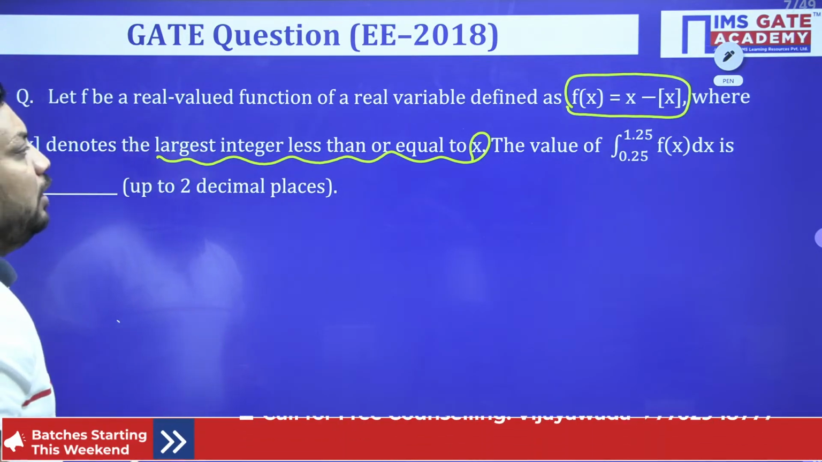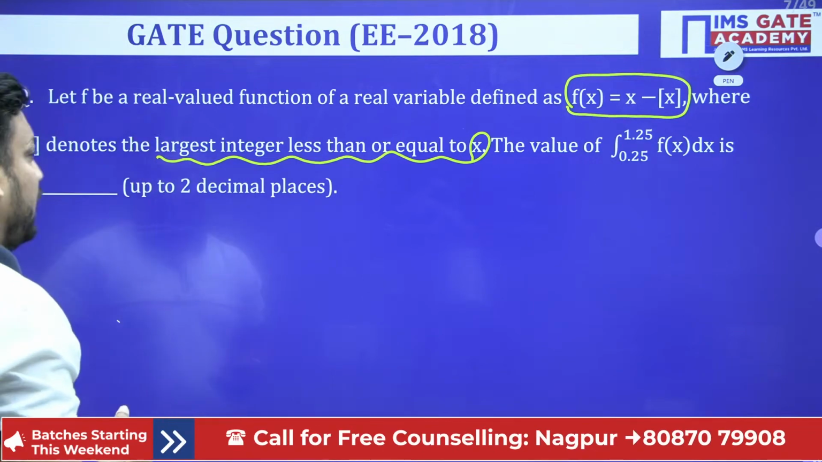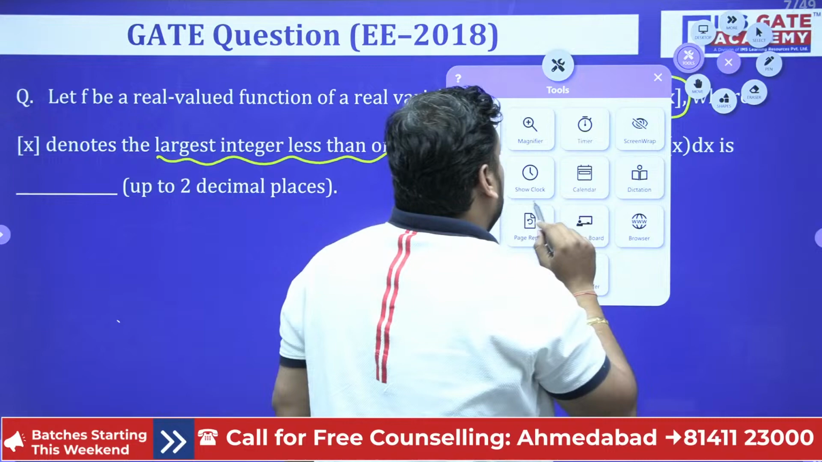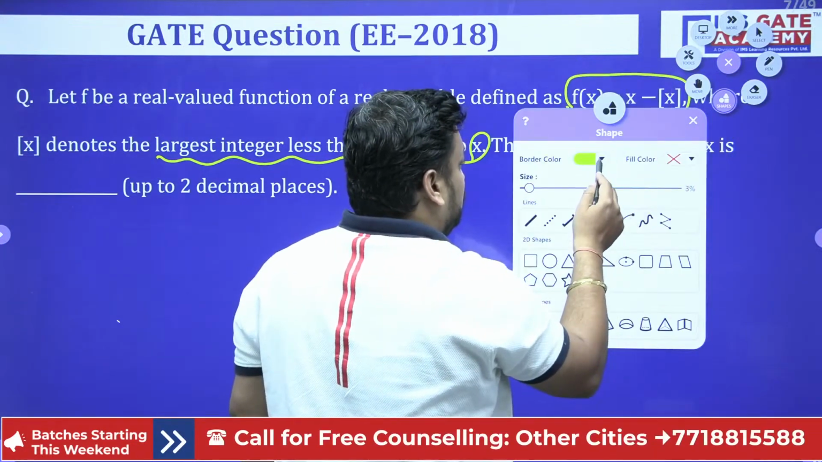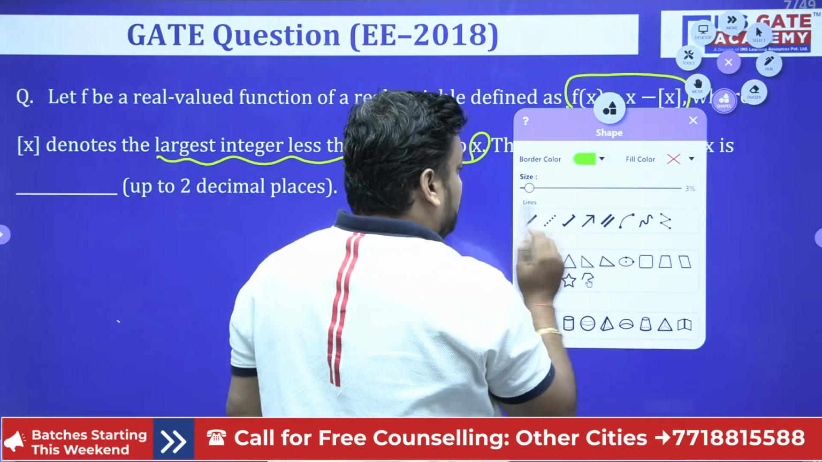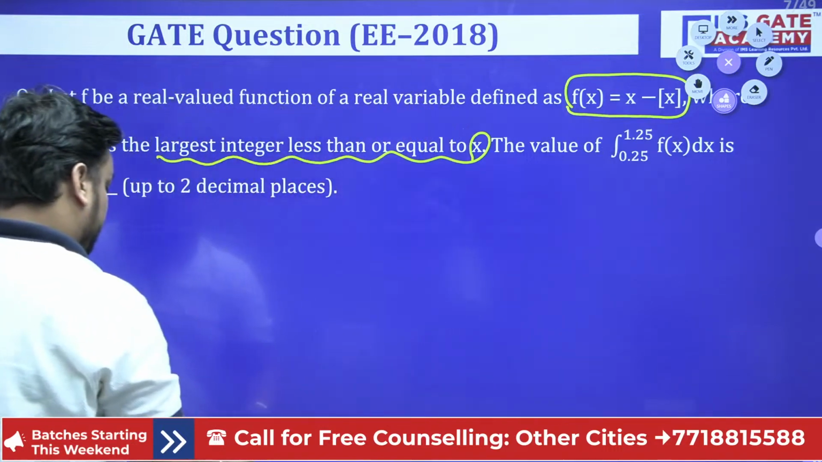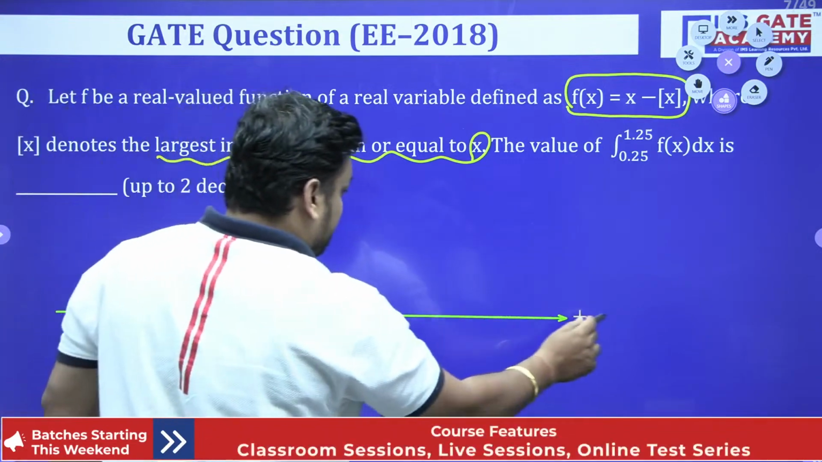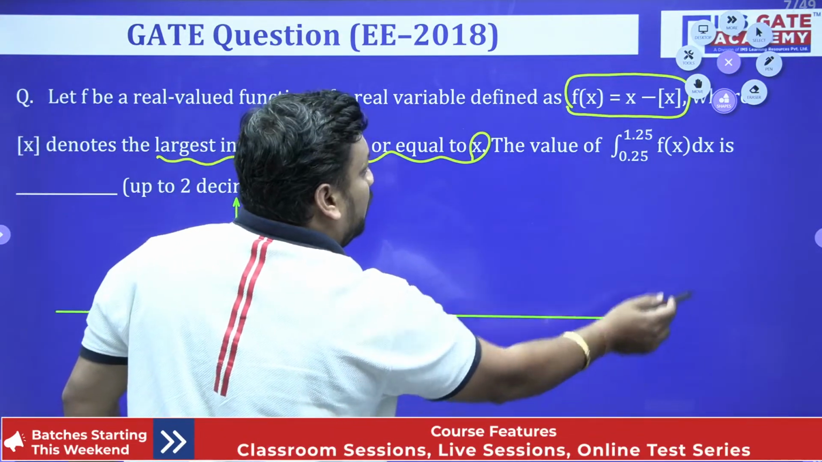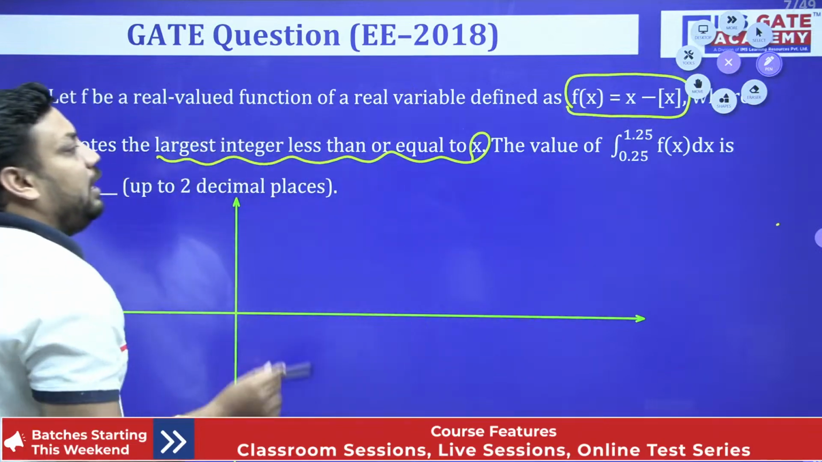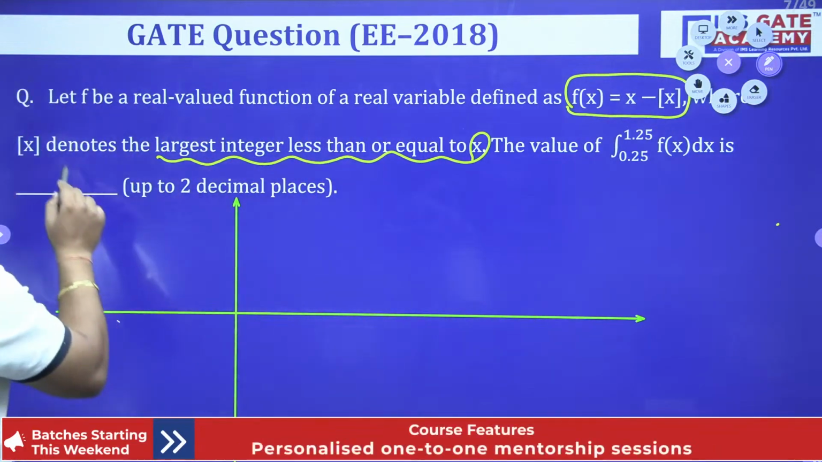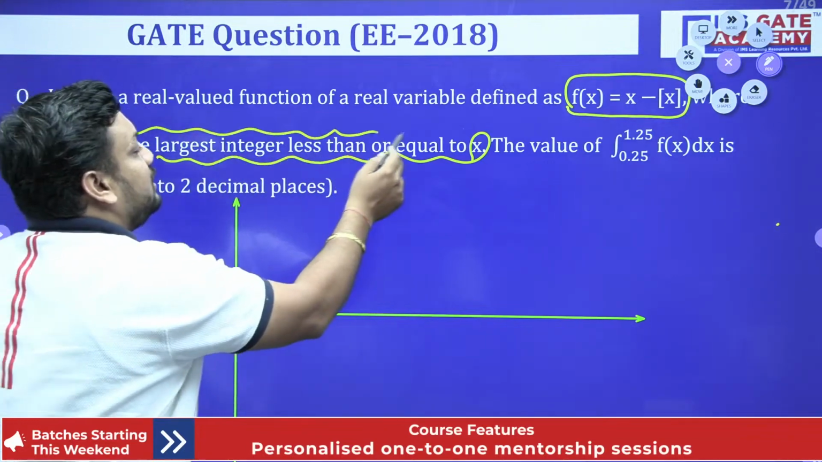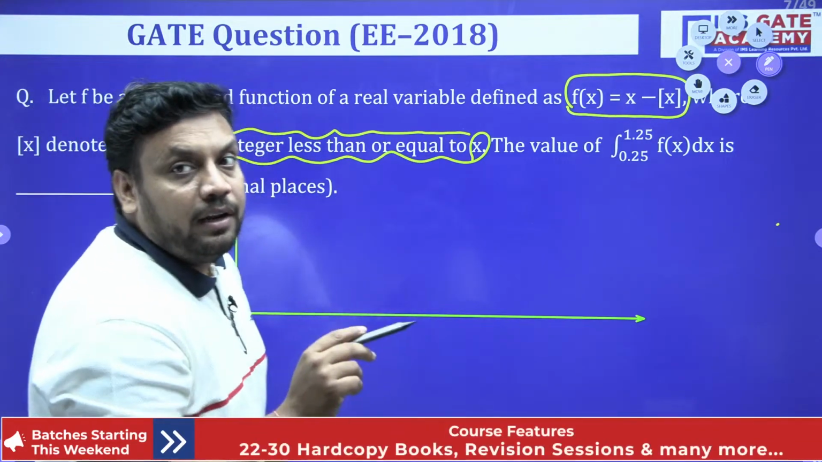Okay, so x minus bracket of x. Just try to make the curve from the functional representation. If I want to make a curve, what should I do? All of you just reply. Sir, we need to read this information carefully. So what does this information say? x minus bracket of x, and bracket of x denotes the largest integer less than or equal to x.